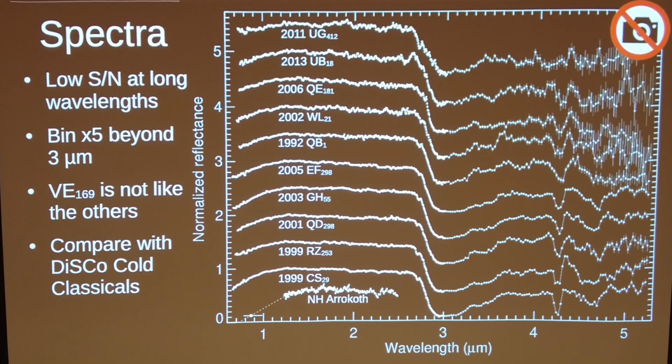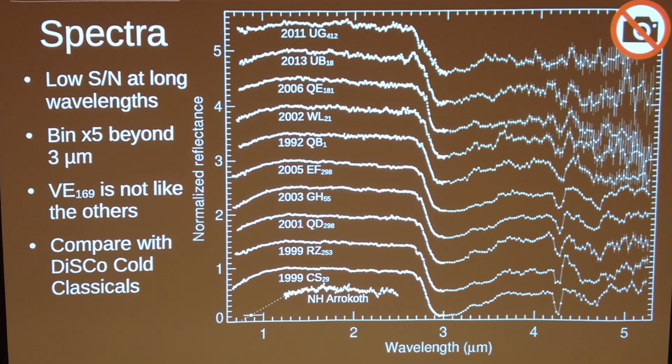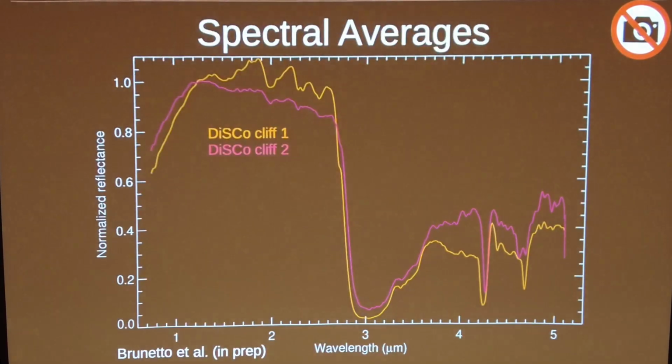And I'll start pointing out some spectral features in a minute, but first what I want to do is show you some group averages. So this is actually the DISCO Cliff group split into 2 separate averages, and this is ongoing work that Rosario Brunetto is doing.